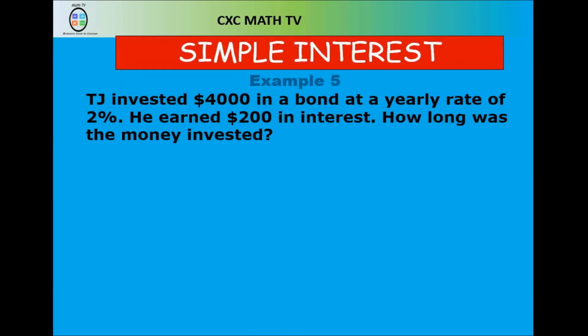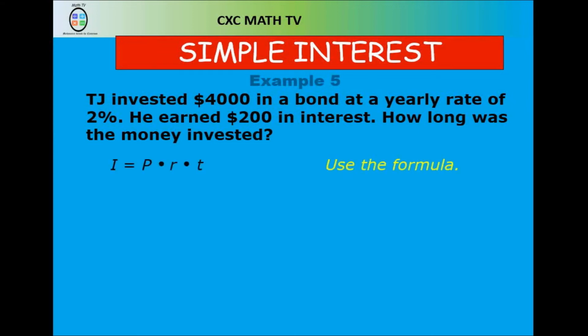Another one just like the one before. It says TJ invested $4,000 in a bond at a yearly rate of 2%. He earned $200 in interest. How long was the money invested? Pause the video and attempt the question. Alright, so you would have paused and attempted.